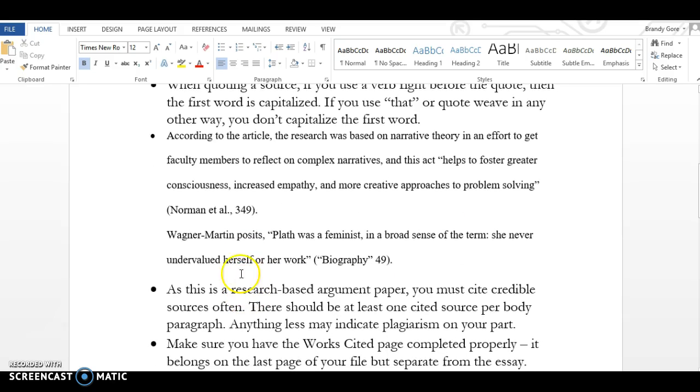Okay, but we can have this. Wagner Martin posits, that's a verb that you can use, Plath was a feminist. In a broad sense of the term, she never undervalued herself or her work. So here, well, Plath is obviously, you know, proper. It would be capitalized anyway. But we have this verb, then we have the first word.